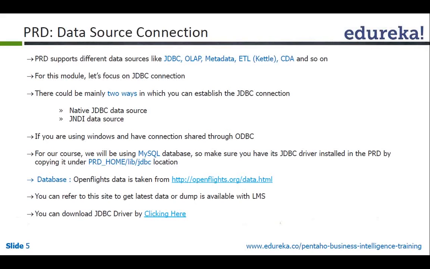So PDI supports different data sources, like JDBC we talked about. OLAP is denormalized data. It's an engine. Typically, a JDBC data source you are going to use for transactional operations, whereas the other data model is online analytical processing. So if you want to generate reports out of it, then you will go for OLAP.